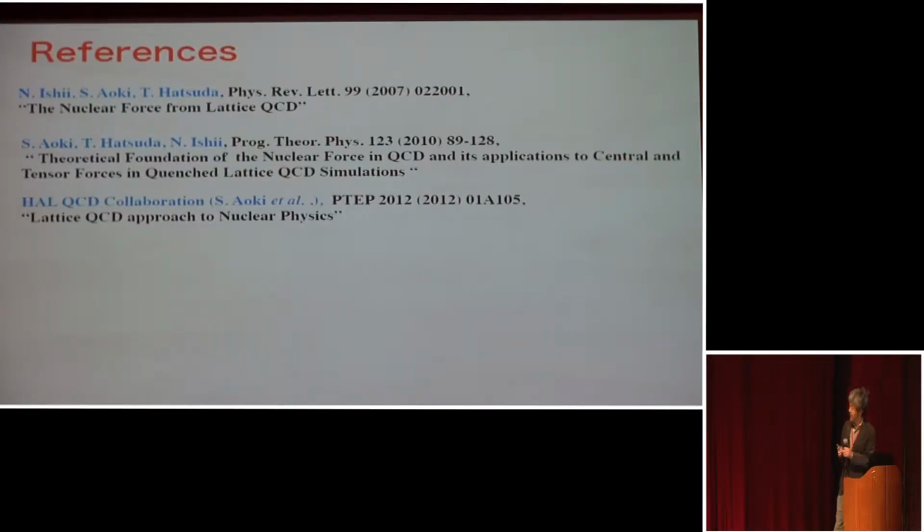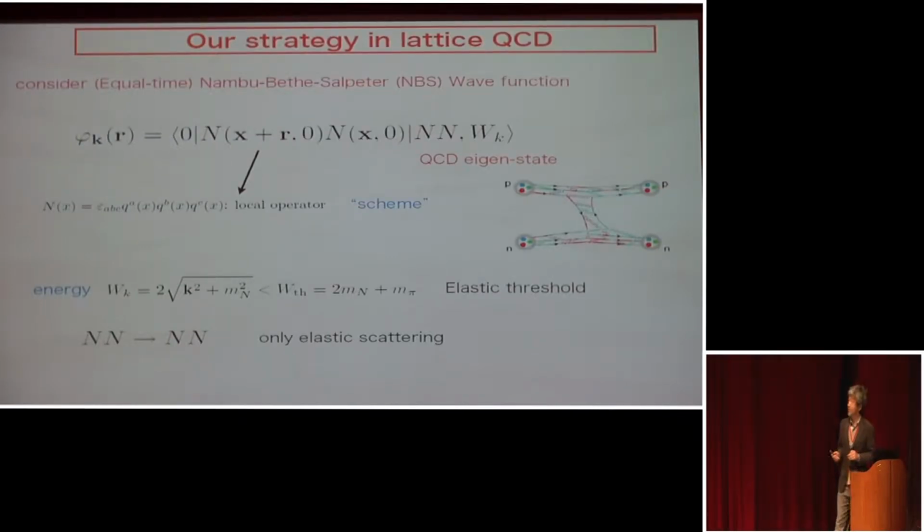So let me explain our strategy first. There are several references; if you are interested, please look at these. First, we consider the so-called equal-time Nambu-Bethe-Salpeter wave function, which is defined in this formula. We consider a QCD eigenstate, and the two-nucleon operator at x and x plus r. Since it's QCD, we construct this nucleon operator in terms of three quarks, like this color singlet object.